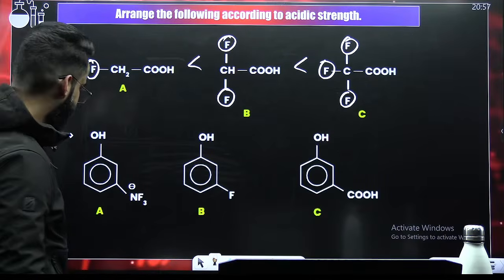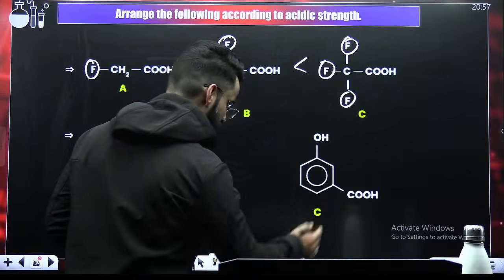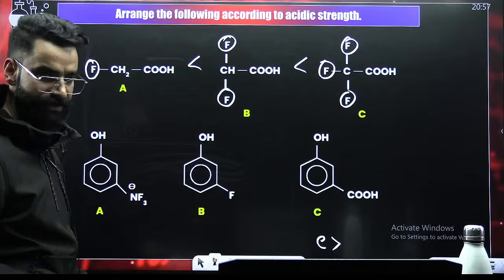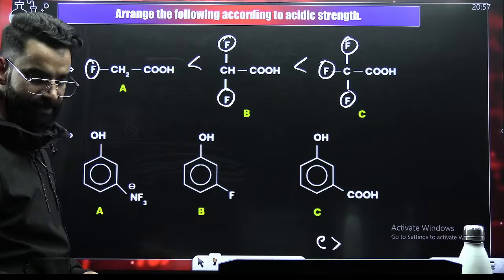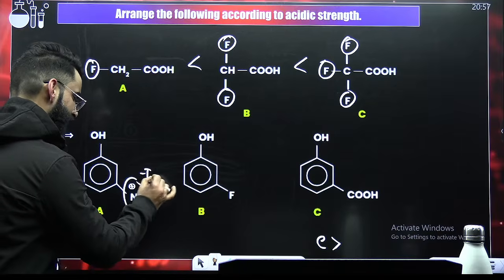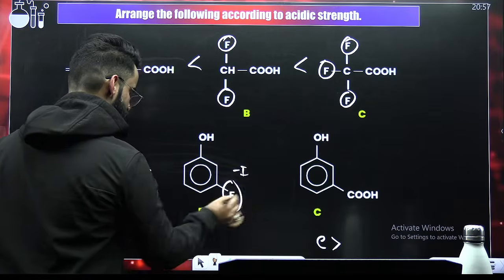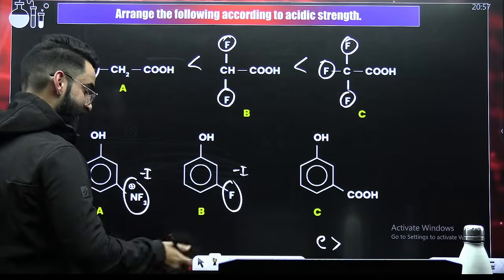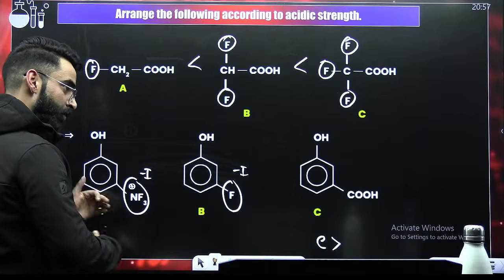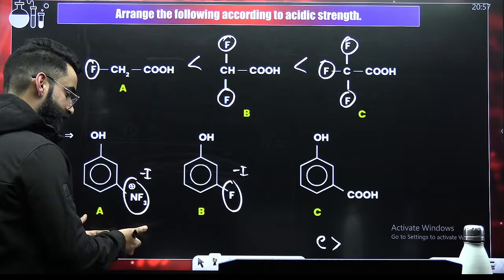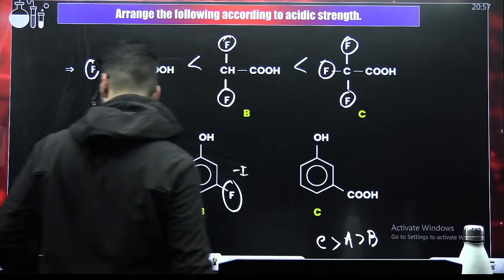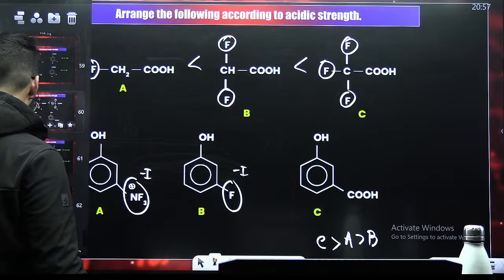Now look at this one. Phenol, this is carboxylic acid. Carboxylic acid is any time going to be a stronger acid than phenols. So C is maximum acidic. Now among A and B, this is NF3 positive. It shows minus I. This also shows minus I. Which one shows more minus I? NF3 positive shows more minus I. So more withdrawing means more stable conjugate base, and more stable conjugate base means more acidic strength. So A greater than B. Correct?